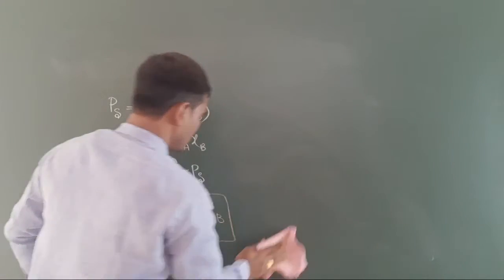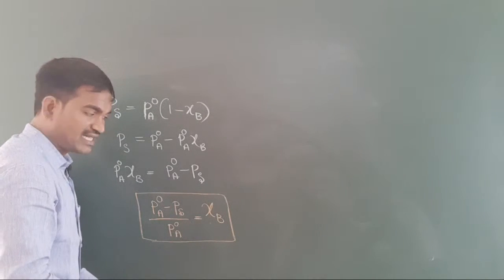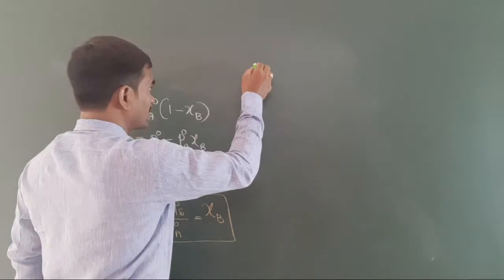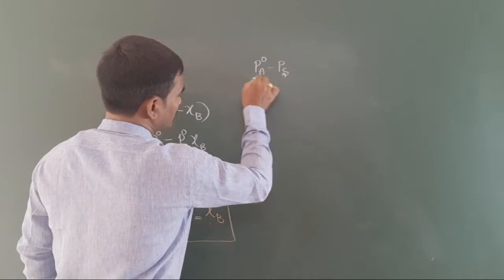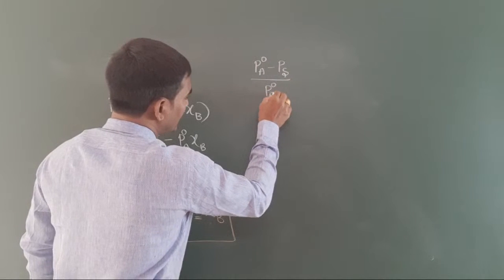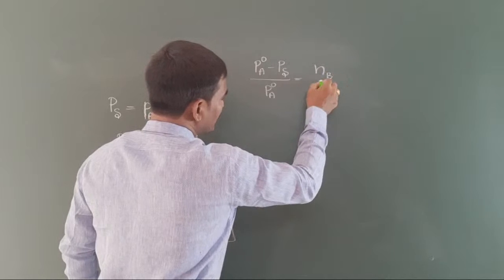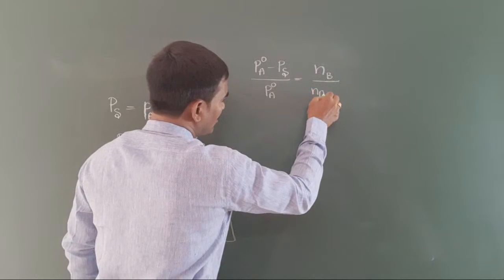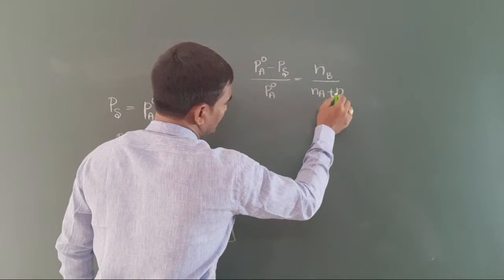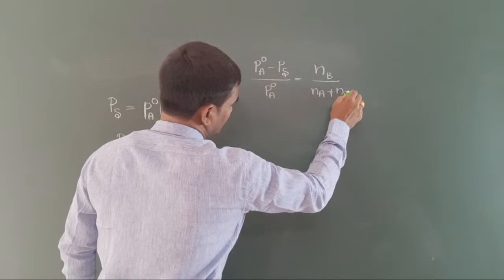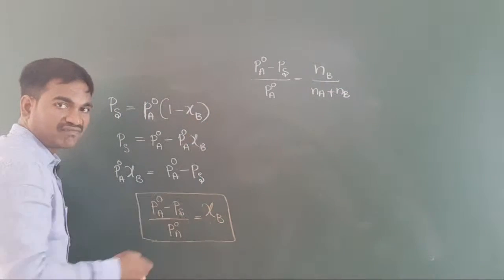Continuation of this. Now here you know very well, chi B you can write like this: (P naught A minus Ps) by P naught A is equal to number of moles of solute, B meaning solute, divided by number of moles of solute plus number of moles of solvent, that is A plus B. So this expansion we have taken like that.